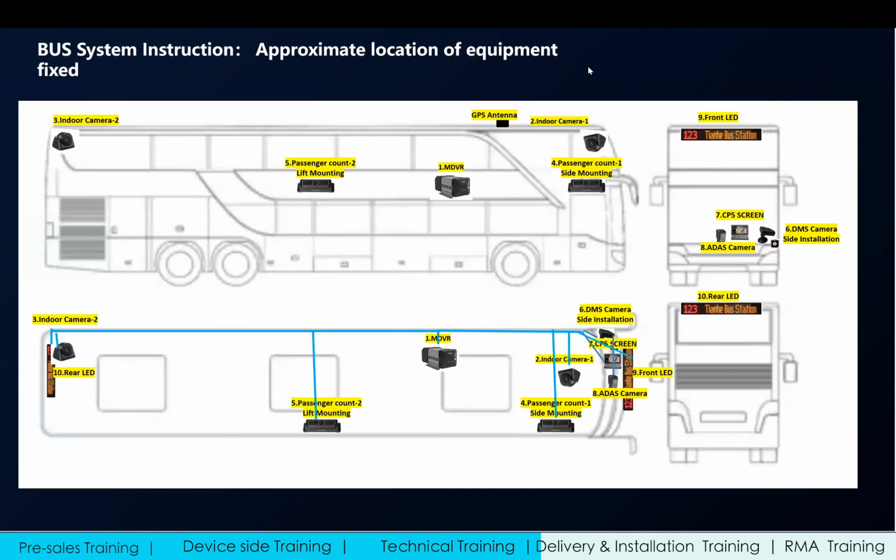For the bus system, we also have some normal CCTV cameras, like indoor cameras and outdoor cameras. Also, we have a GPS antenna, MDVR, driver screen, ADAS camera, and driver DMS camera. Also, we have a passenger count camera for the bus system. Maybe there will be some LCD screen or LED screen inside the bus for passenger information.